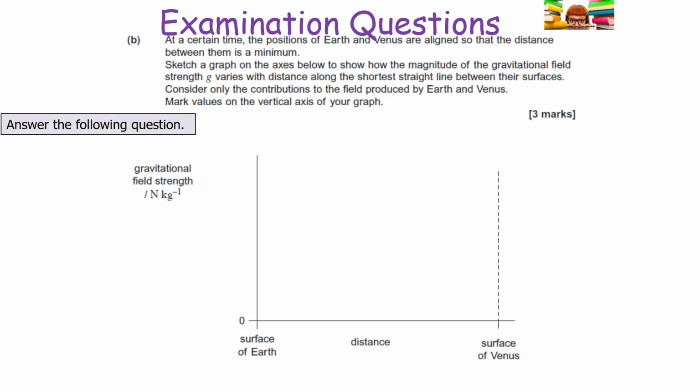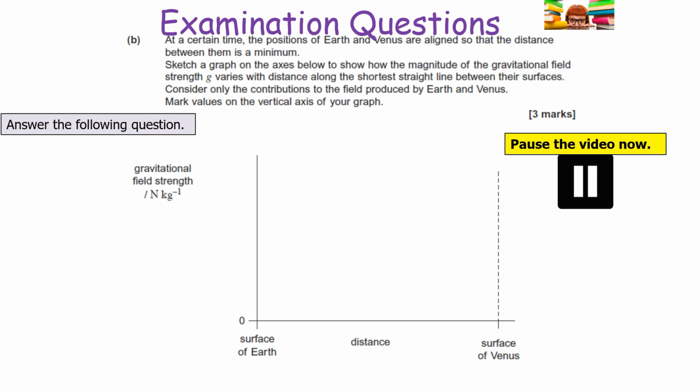Next question. At a certain time, the positions of Earth and Venus are aligned so that the distance between them is a minimum. Sketch a graph on the axis below to show how the magnitude of the gravitational field strength G varies with distance along the short straight line between their surfaces. Consider only the contributions to the field produced by Earth and Venus and mark values on the vertical axis of your graph. So pause the video now, then unpause the video when you want to go through your answer.